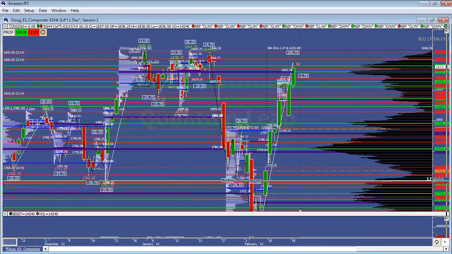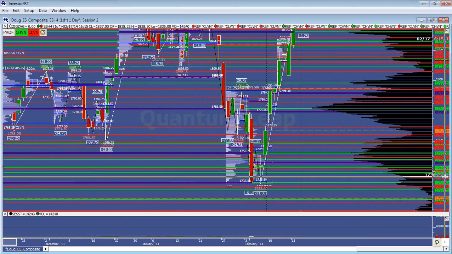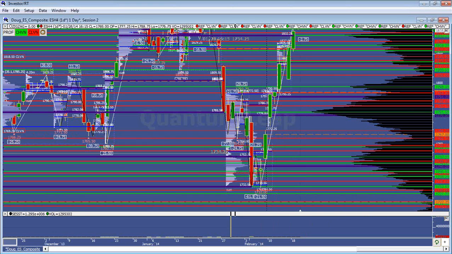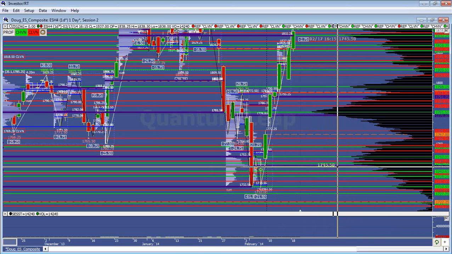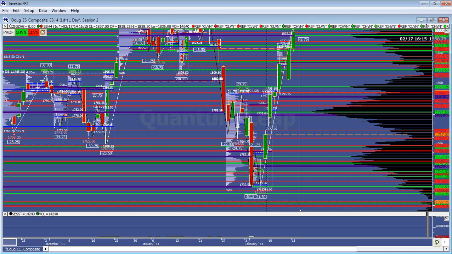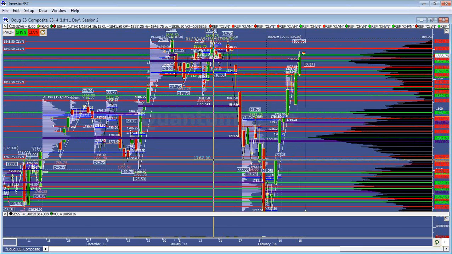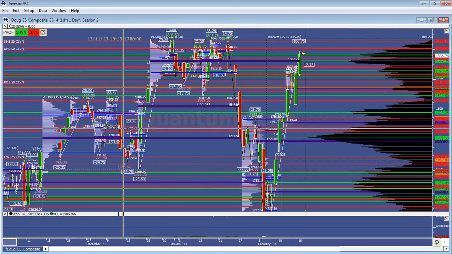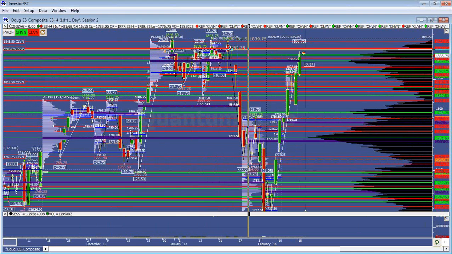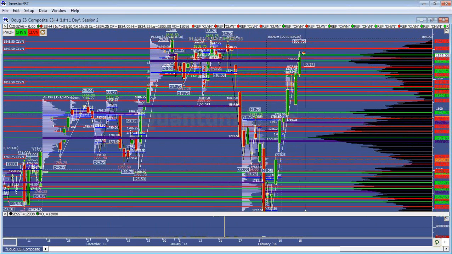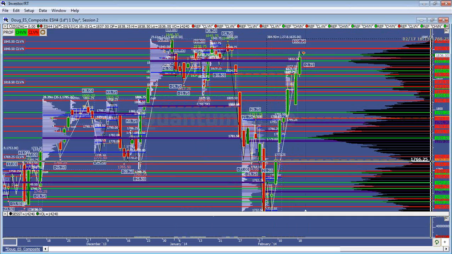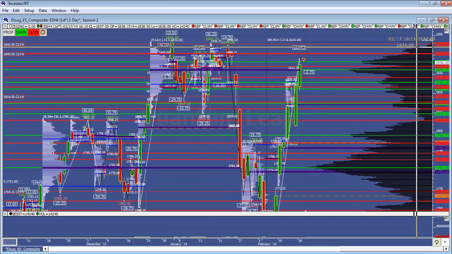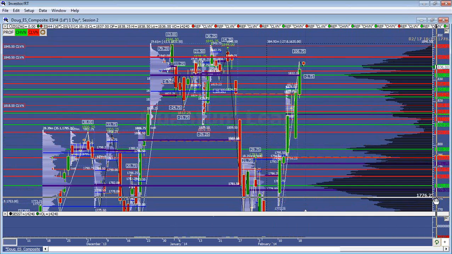So we have these three main balance areas that we've been watching. This area down here, in around the 40, 46, 47 area. Then we have this balance area in around that 1781.50, and then we have this balance area up around this 1832.25. And we've broken back up inside of this balance area up here in this distribution zone on the composite.